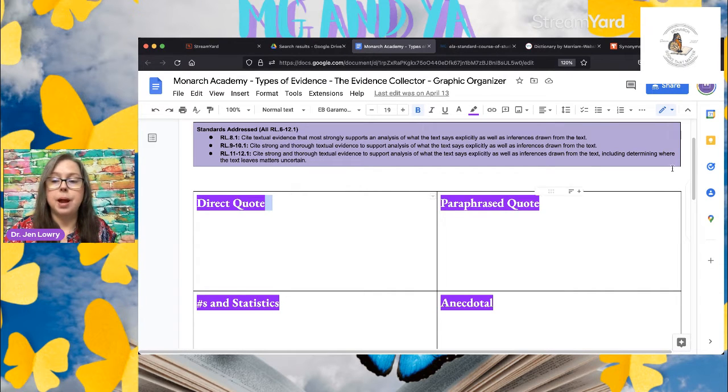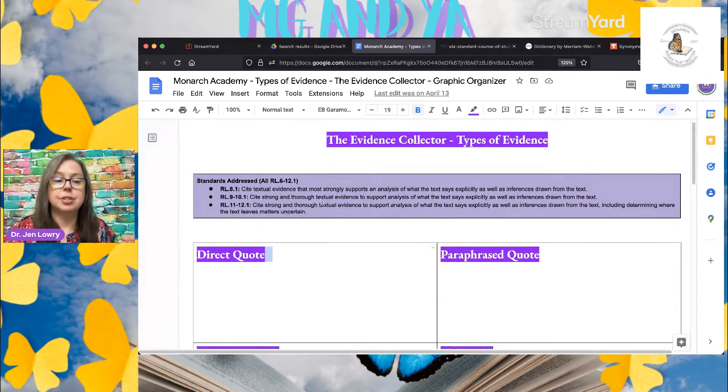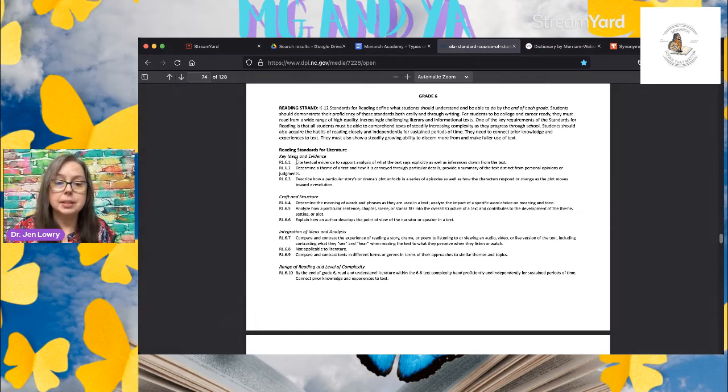Okay, so let's practice. Here's your standard, cite textual evidence. And I will let you know, even in 6th grade, that is your number 1. So standard 1, regardless if you're in 6th through 12th grade, it's going to ask you to cite textual evidence. So there we go. There's a reason it's important that you learn how to do this skill.